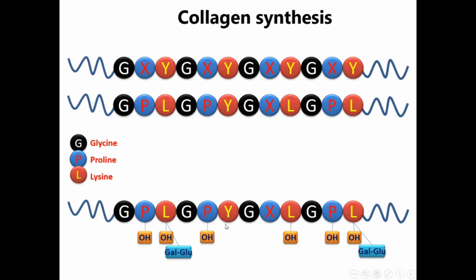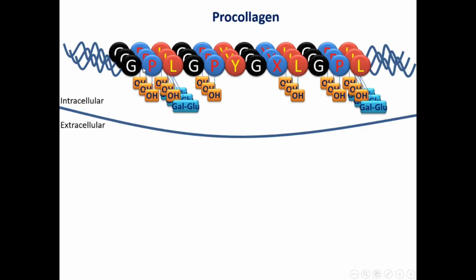After glycosylation, three of these alpha chains start to twist around each other and make a triple helix inside the Golgi apparatus. We call this triple helix pro-collagen. Pro means before. Pro-collagen. Then after formation of this triple helix, the cell secretes this pro-collagen outside of the cell by exocytosis.